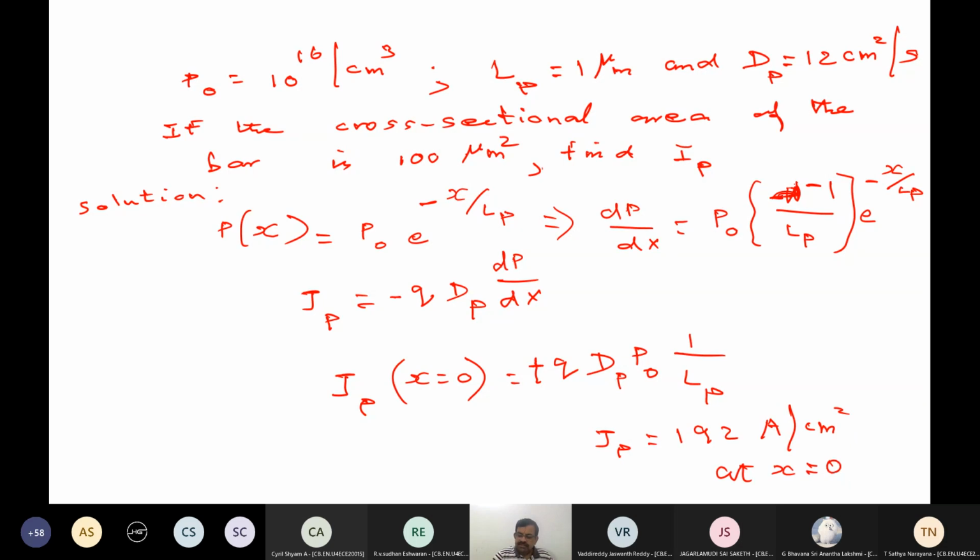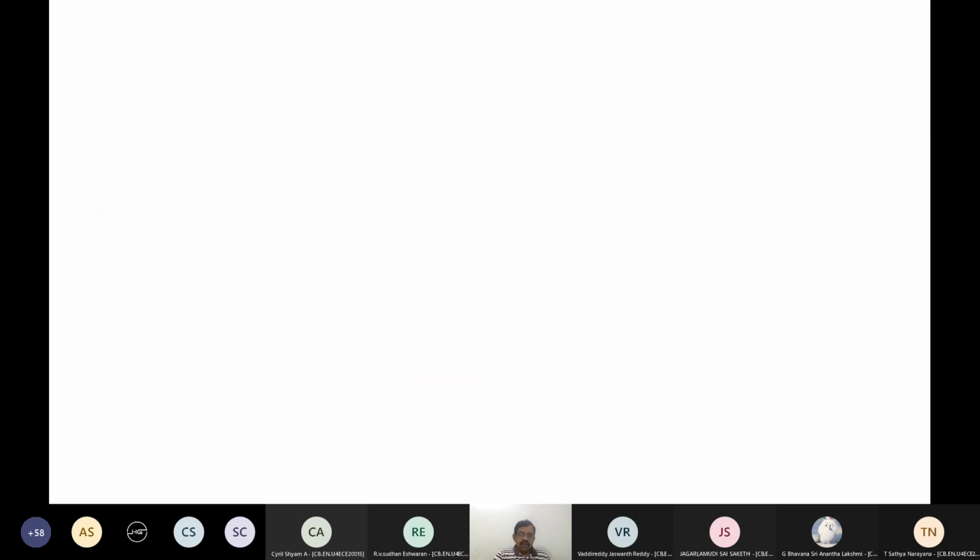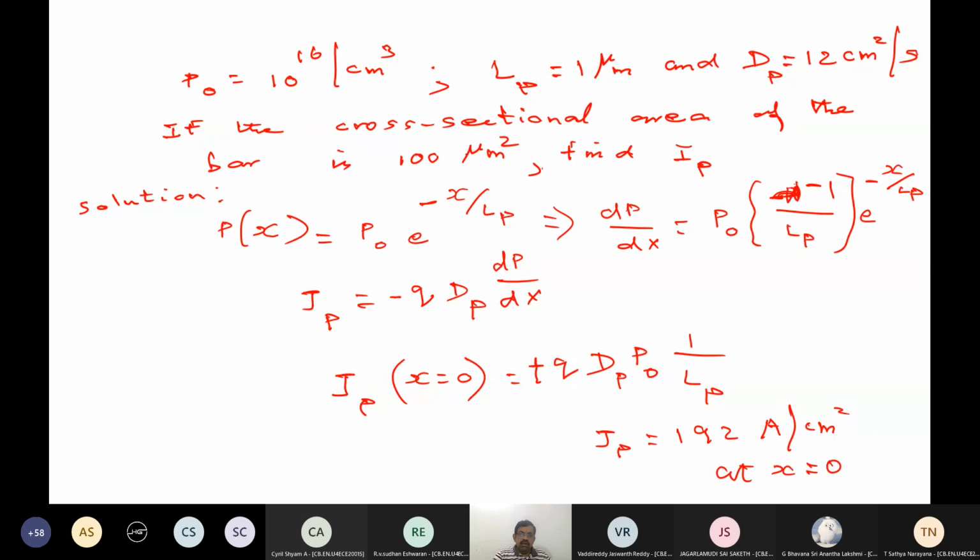Now the question asked is, if the cross sectional area is 100 micron square, find IP. So here comes the whole current. So let me write it. This is my whole current.